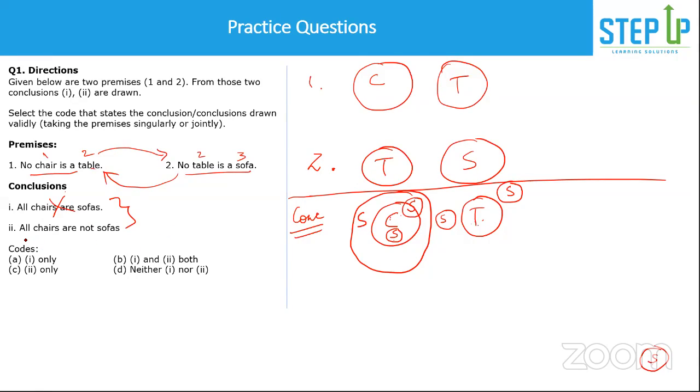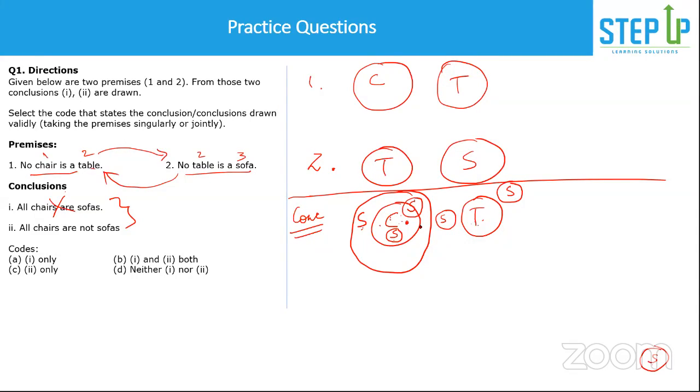Second says all chairs are not sofas. Are all the chairs not sofas? In this case, let's say this is one chair. Is this a sofa? No. That means it's correct, all the chairs are not sofas. In this case, is it correct? Yes, it is correct because no chair is sofa.